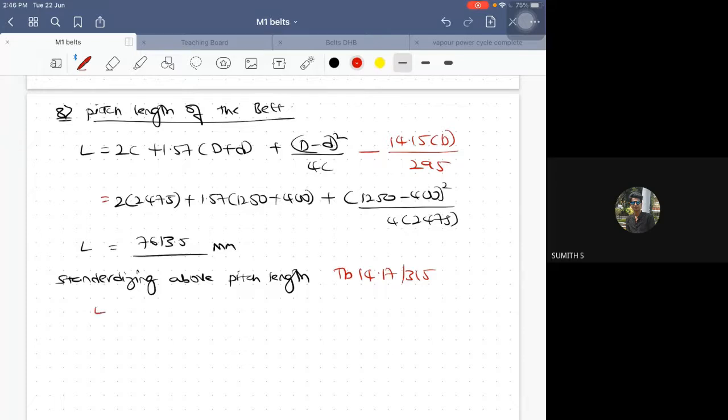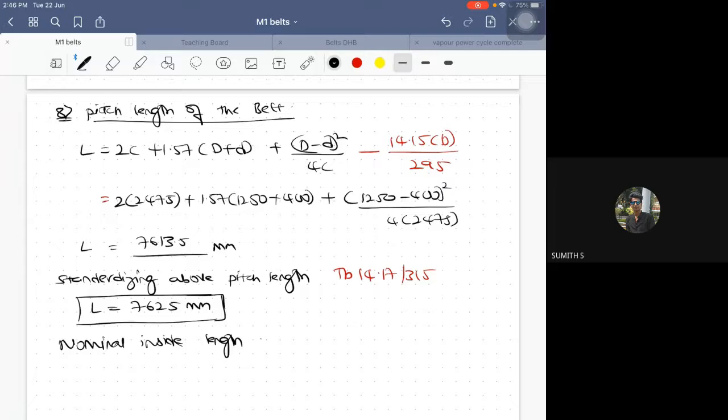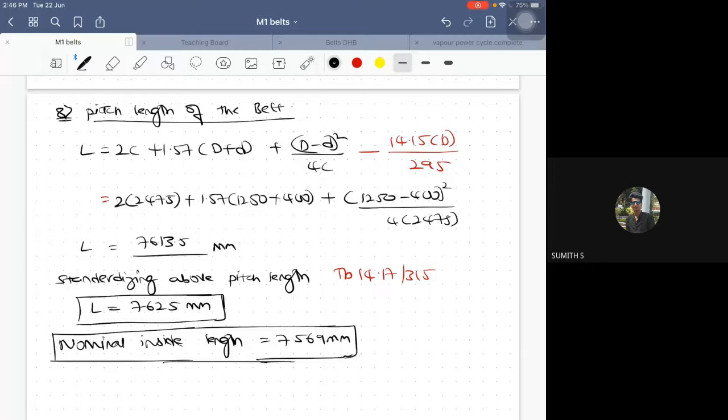So L is the nominal pitch length. This one is 7625 mm. And in parallel you have to note down one more parameter, which is known as the nominal inside length. It is 7569 mm. So you have to note this down as well. Nominal inside length versus nominal length. This is just the nominal length. This is the nominal inside length.